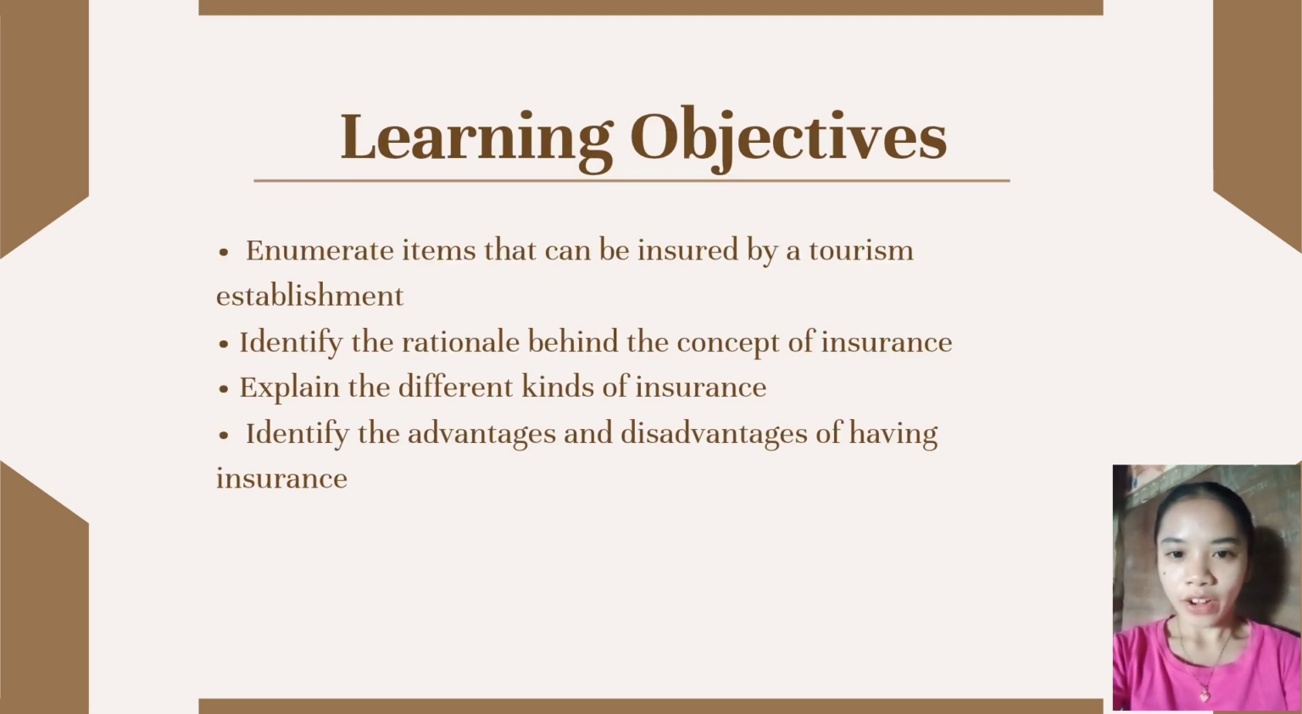So here we have our learning objectives. First, enumerate items that can be insured by a tourism establishment. Second, identify the rationale behind the concept of insurance. Third, explain the different kinds of insurance. And last, identify the advantages and disadvantages of having insurance.